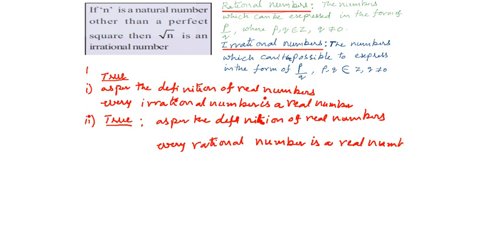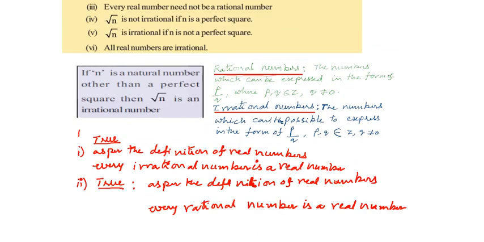Now we move to the third one. What is the third statement? Look there. What is the third statement here? Every real number need not be a rational number. What do you say about this one? What are included in the real numbers? Rational and irrational. But what is the statement here? Every real number need not be a rational number.